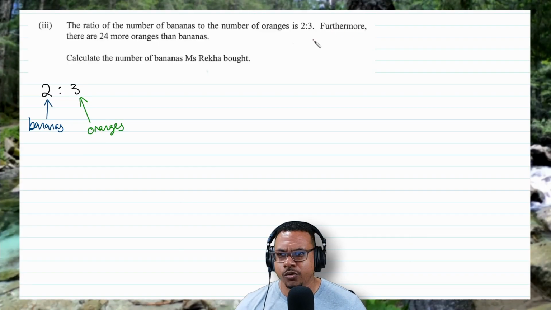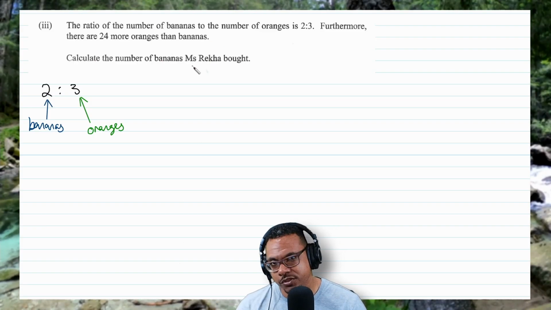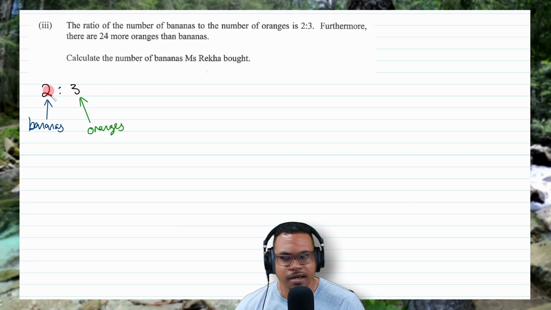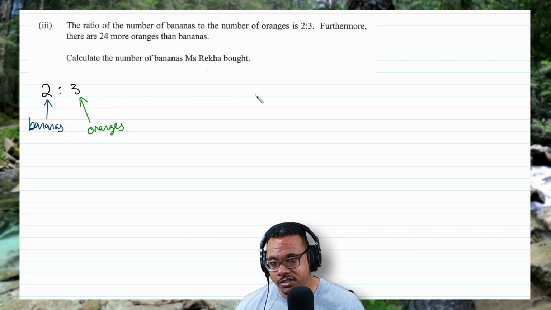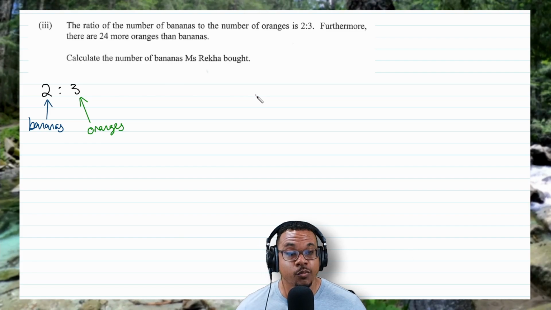So now we're saying furthermore, there are 24 more oranges than bananas. We want to calculate the number of bananas this person bought. Well, they didn't give us the total amount of fruits that we have. Otherwise, you could have added up the 2 shares and the 3 shares to get 5 shares, put it equal to the number of fruits, and find the number of fruits for 1 share.